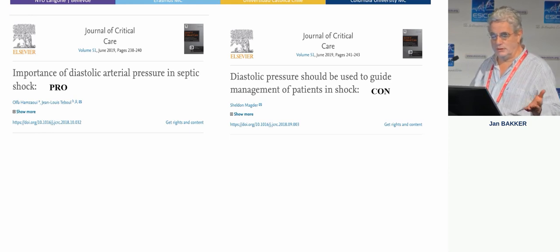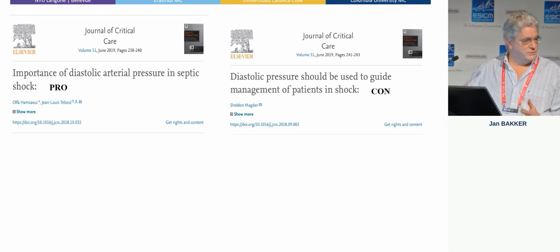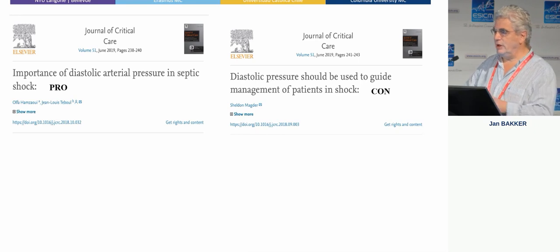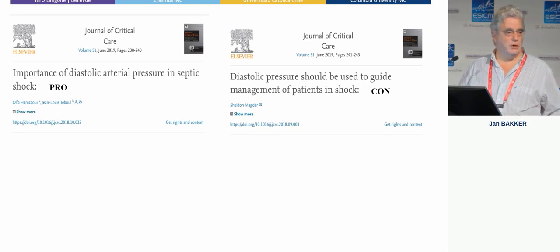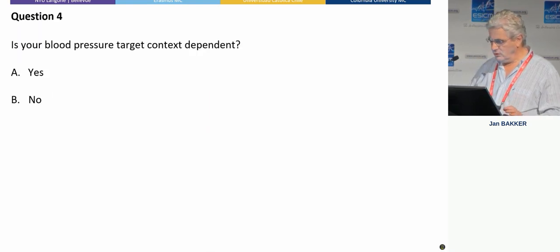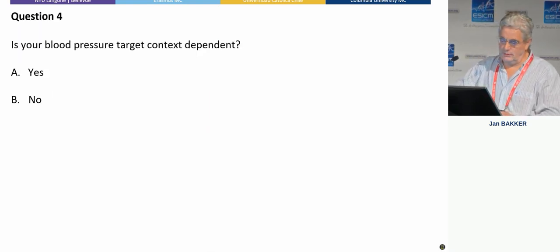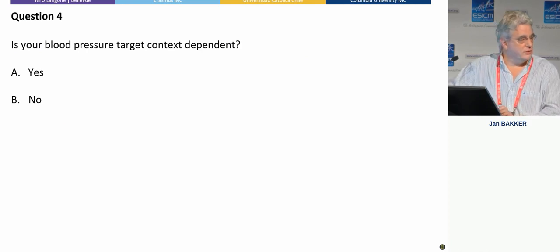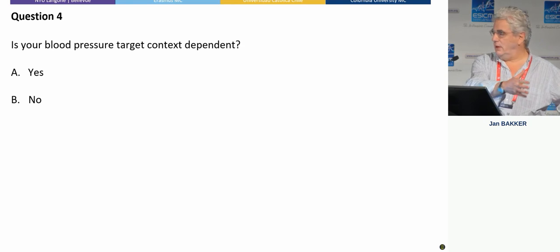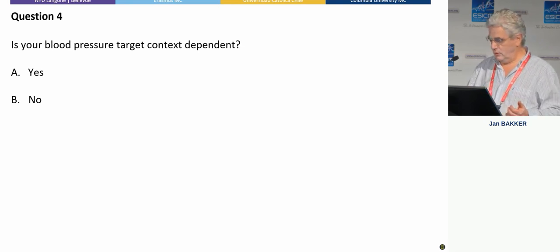In my practice in NYU Langone in New York, it is very easy because they treat by guidelines. Whereas in Chile, where I practice, we treat by physiology. And so the blood pressure is all over the place. So there's not a lot of guidance. So the question is, is your blood pressure target context dependent? If there is no guidance, is there at least guidance in septic shock? I do something different than in cardiogenic shock.